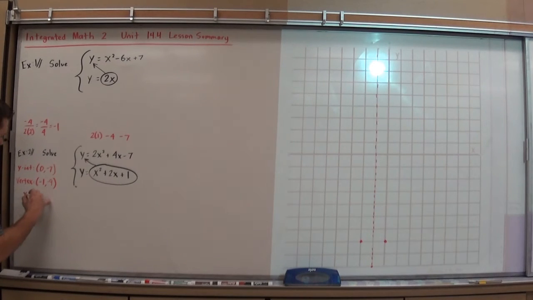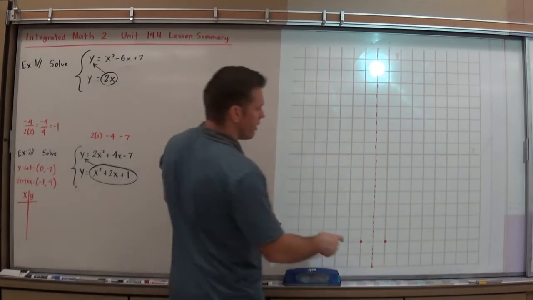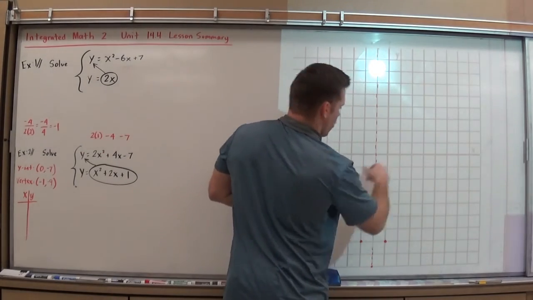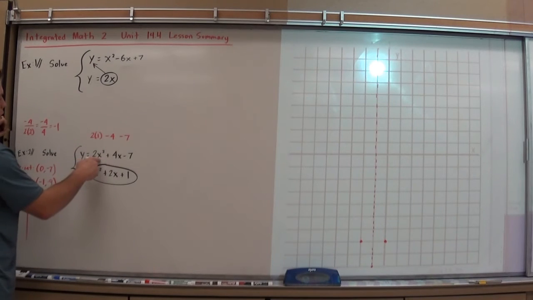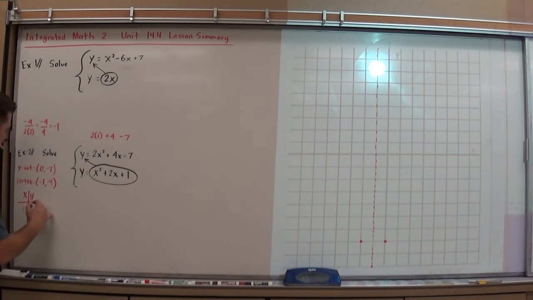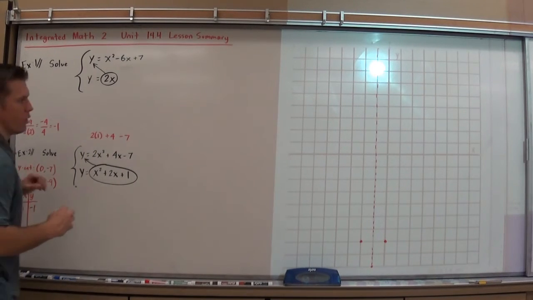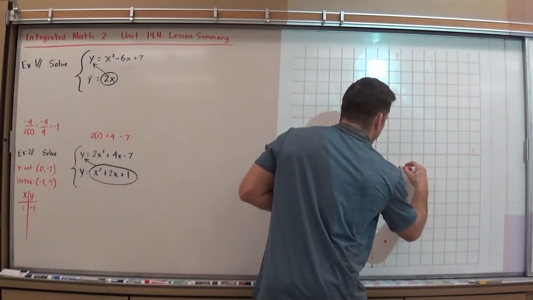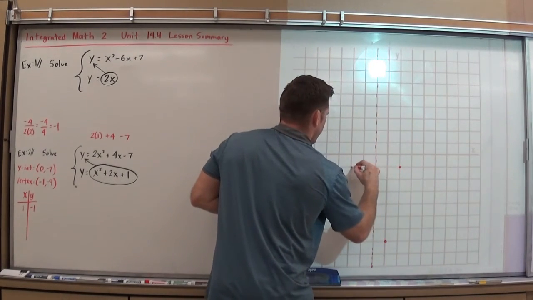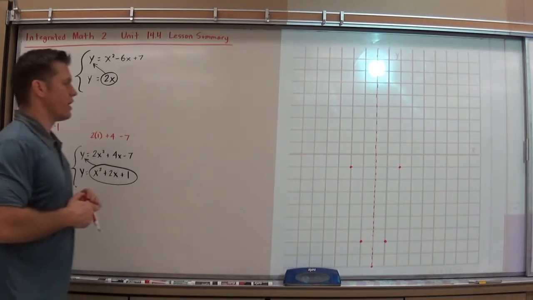At that point now, I could just make a table of values and start to do additional points near that. So I have 0, I'm going to try maybe 1 and 2. Plug 1 in, 1 squared is 1, times 2 is 2, 1 times 4 is +4, 2 plus 4 is 6, 6 minus 7 is -1. So I have the point (1, -1), and its reflected point on the other side.